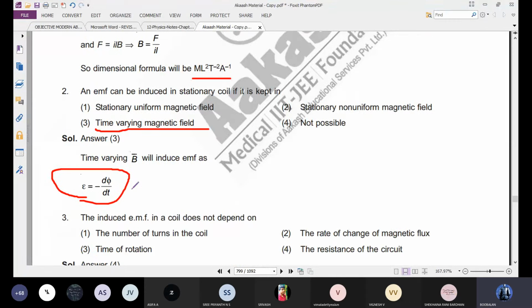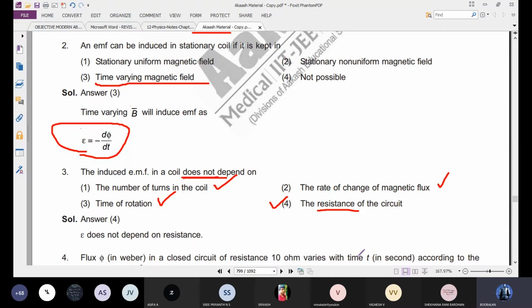So next question: the induced EMF in the coil does not depend on what? You know very well what factors it depends on. They are asking what does not depend. The number of turns in the coil, the rate of change of magnetic flux, the time of rotation, the resistance of the coil. Please underline the words does not. So the R value is not there in the EMF formula.